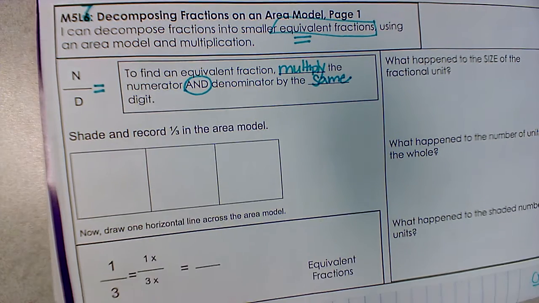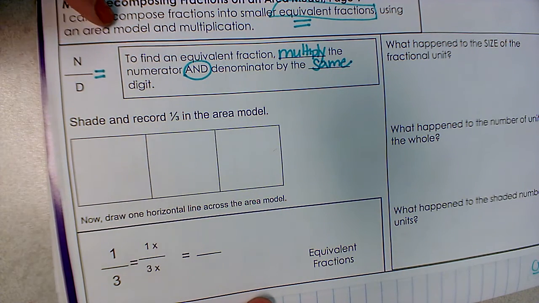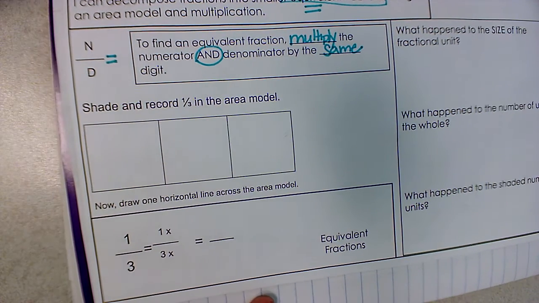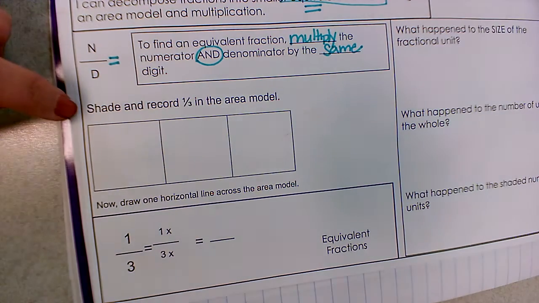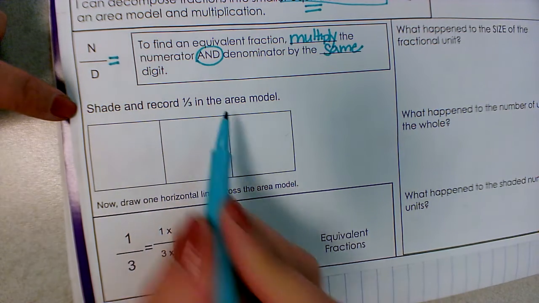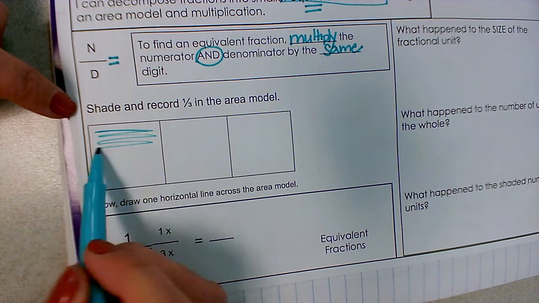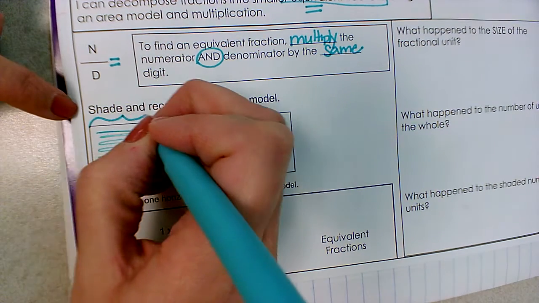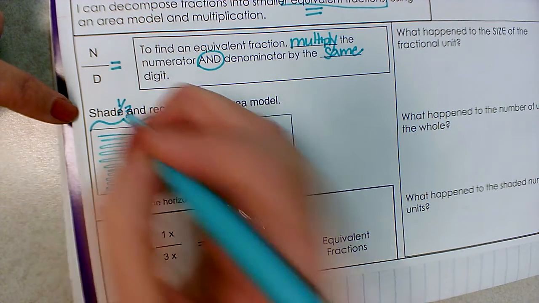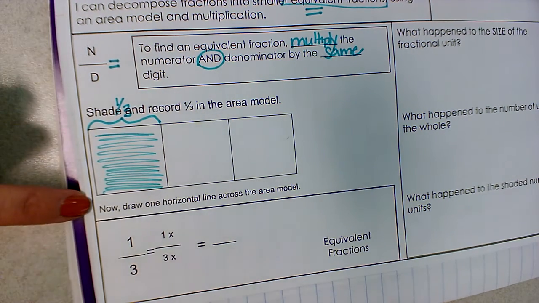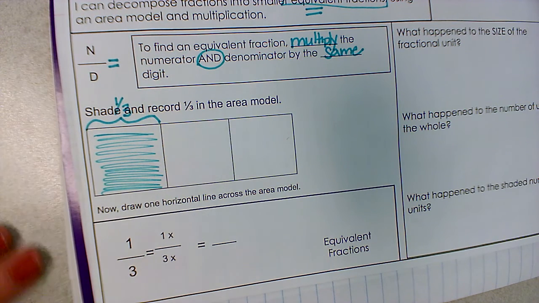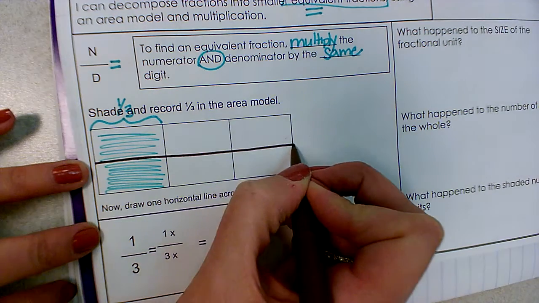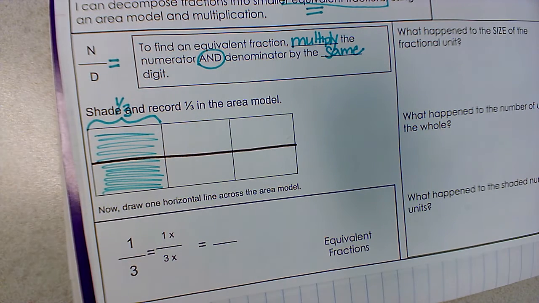Okay, so we're going to see what that looks like because our objective says that we can use area models and multiplication to find those equivalent fractions. So that's what we're going to do. The first thing I'd like you to do is shade this area model, and we're going to record 1/3 in our area model. So I'm going to go ahead and start shading 1/3. Okay, and so I know that this part is 1/3. And now it says, now I'm going to draw one horizontal line across our area model. Remember already we had practiced decomposing our area model this way.